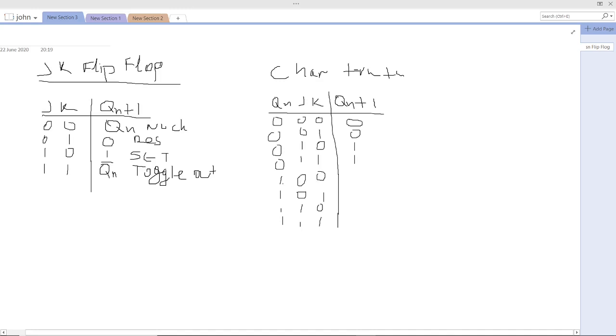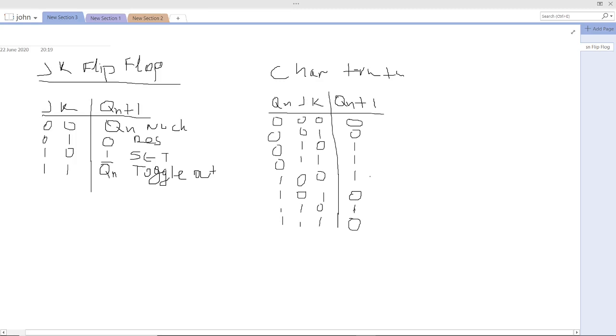Again, you have 0, 0 and Qn is 1, so the previous value remains, because there is no change, so it will remain 1. Then you have 0, 1, which is reset, so it will give you 0. Then 1, 0 gives you 1, so the output will be 1. And then 1, 1 is toggle and Qn is 1, so it will be 0. I think it is straightforward so far.